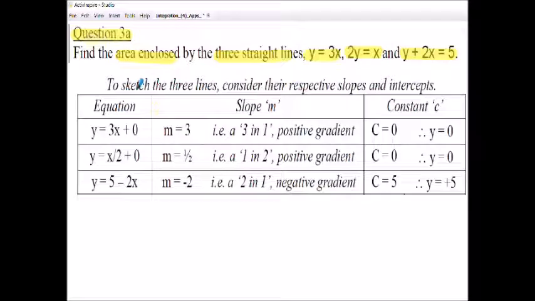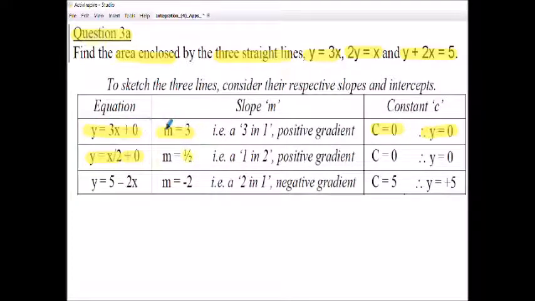So the first thing we need to do is put them in the form of, say, y equals mx plus c. The first one is y is equal to 3x plus 0, where the m, the gradient of the equation, is 3, and the intercept with the y-axis is 0. In the second equation, just rearranging it slightly, 2y is equal to x can be written as y is equal to x divided by 2 plus 0. Again, the y equals mx plus c format.